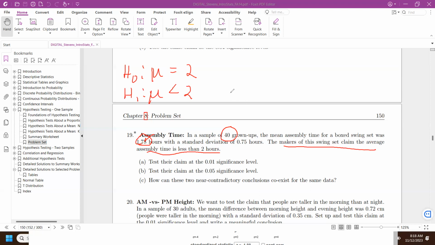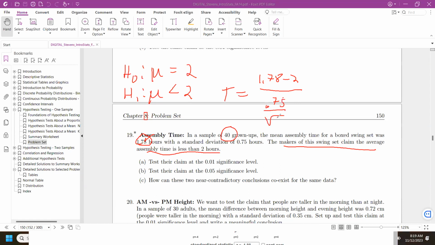If you're going to do this by hand, you're going to run a t-test, not a z-test. This is a t-test to get the test statistic because we don't know the population standard deviation. So I'm going to write a t-test, and what I would do for the t-test is take the 1.78 minus the 2, and then you have to use the sampling distribution standard deviation, the 0.75 from the sample, where we use the best estimate of the population standard deviation.